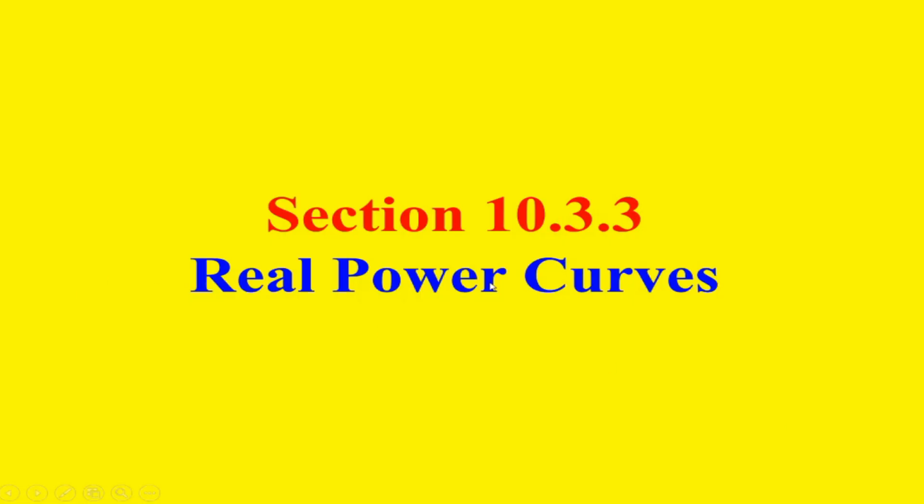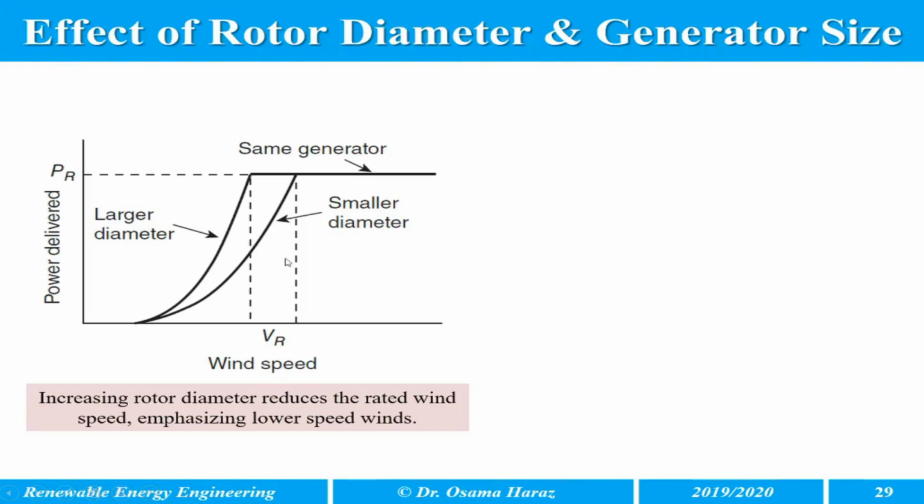In this part, we're going to talk about the real power curve. This is the power delivered versus wind speed, and this curve is for a small diameter wind turbine, and this one for a large diameter wind turbine. What will happen for the large diameter? They reach the maximum power delivered at lower wind speeds. So increasing rotor diameter reduces the rated wind speed, emphasizing lower speed winds.